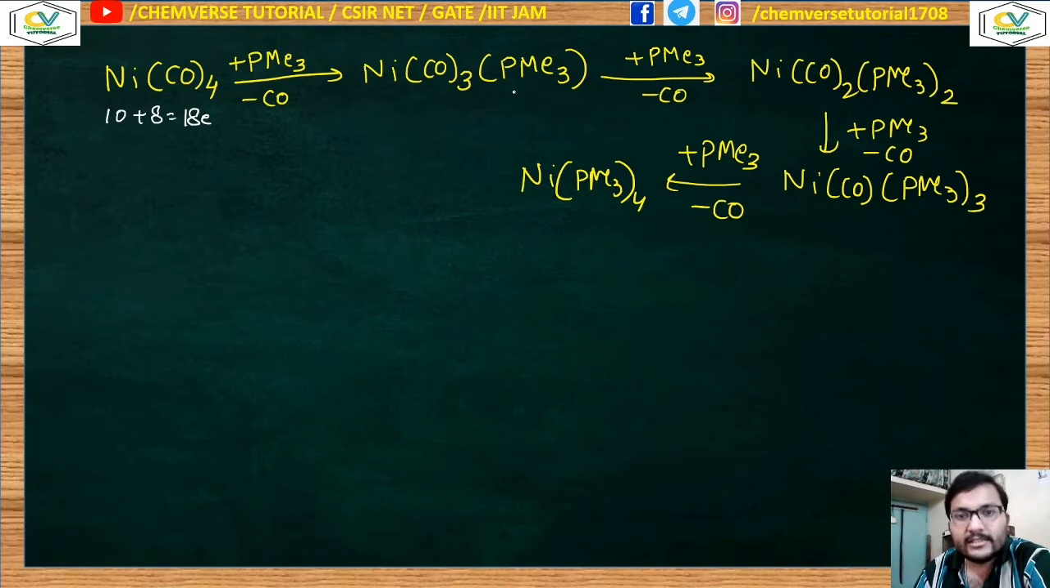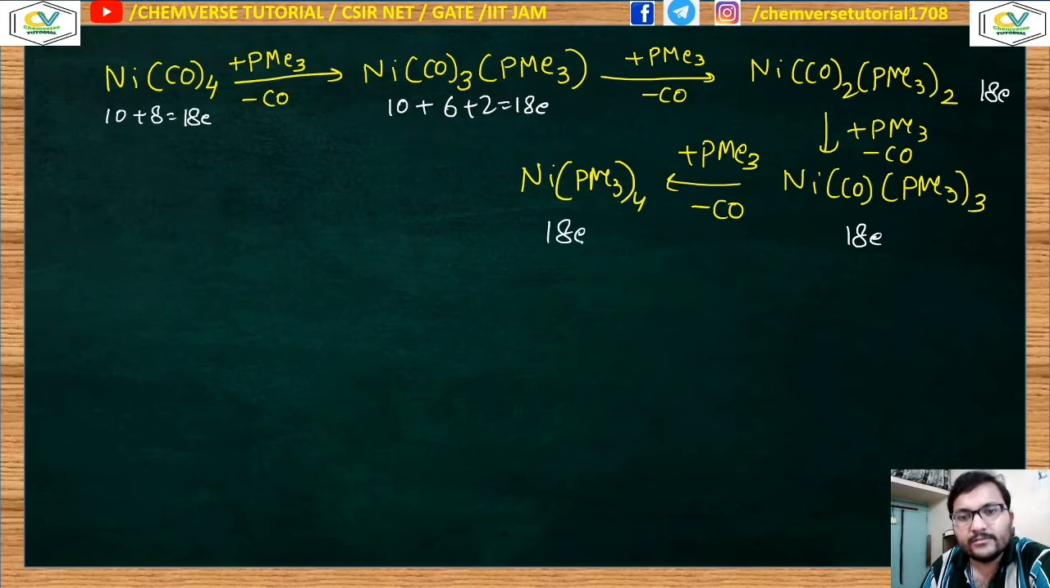I have already given you the list, so there you can find it. In my first lecture, I think that was the lecture based on the 18 electron rule, I have already discussed which ligand donates how many electrons according to the neutral electron count. So over here, it is 10 plus 6 plus 2, 18 electron. It is also 18 electron, 18 electron, 18 electron.